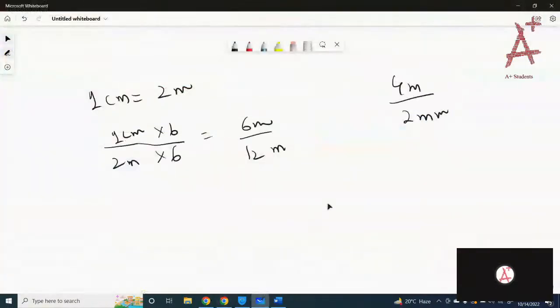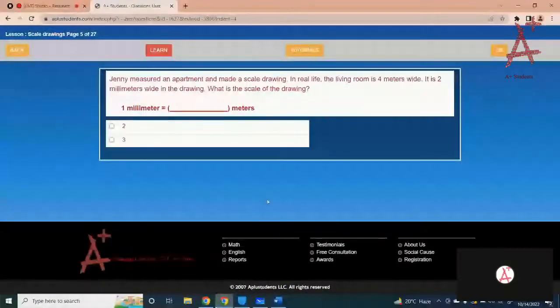So just divide them by 2. It would be 2 times 2 is 4 and 2 times 1 is 2. That means 1 millimeter equals 2 meters. Got it? So select the correct option and click on the OK button.